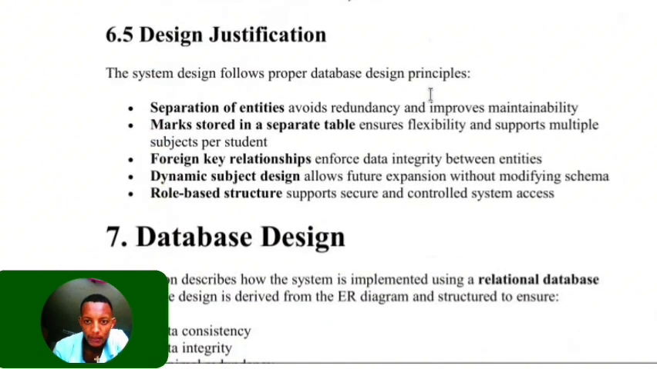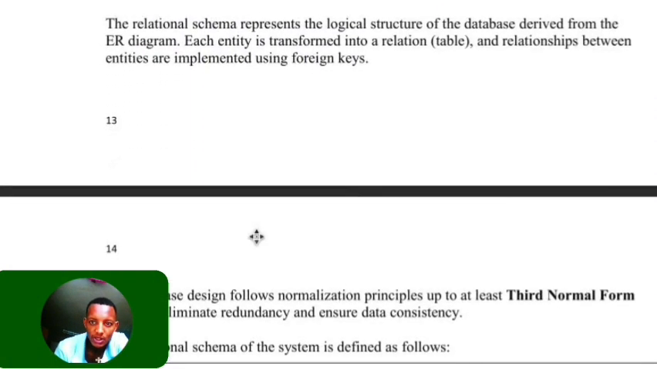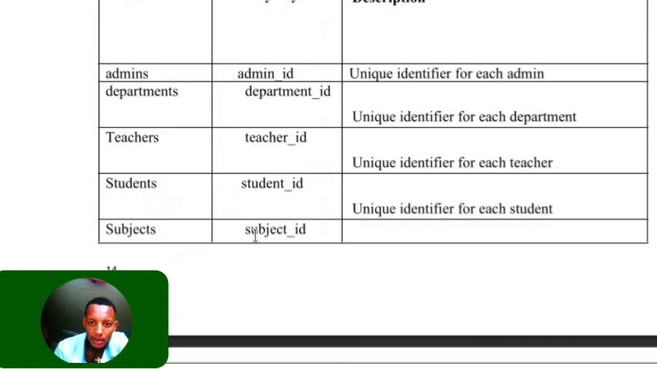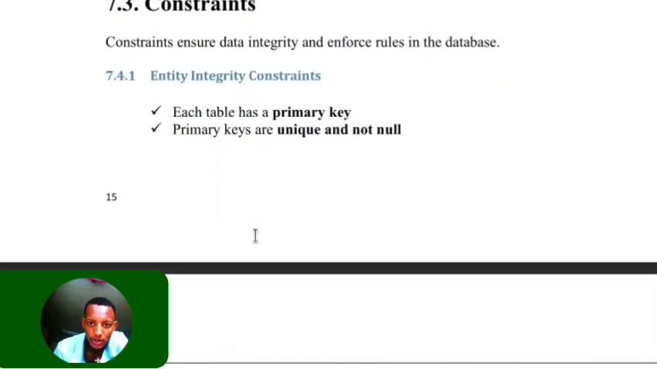Okay, another one is design justification. The system design follows proper data design principles. You can see here the separation of entities, marks stored in a separate table, foreign key relationships, dynamic subject design, and role-based structure. Also there is database design. I don't have to waste my time here. There is a foreign key. There are primary key constraints.